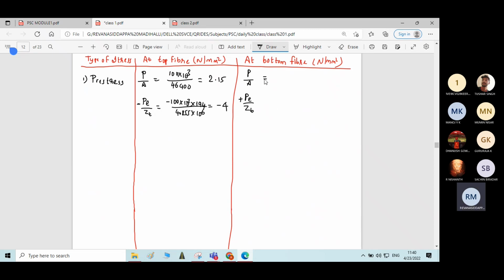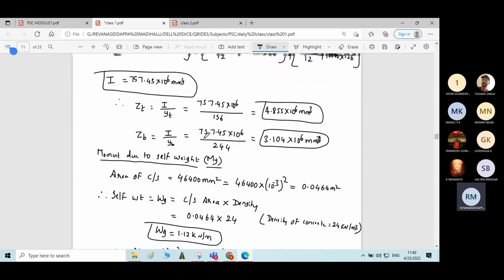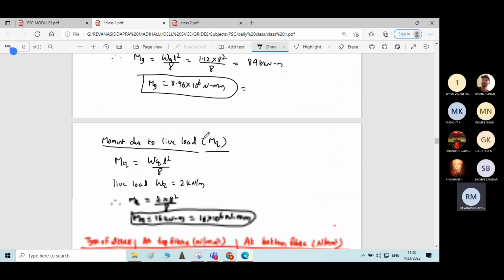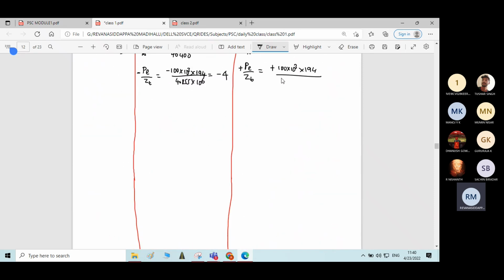Similarly, P by A will have the same answer, plus 2.5 only. Then plus P by ZB, which is plus 100 into 10 power 3 into eccentricity 194 divided by ZB. The ZB value is 3.104 into 10 power 6. So the answer, if you calculate, is plus 6.25.